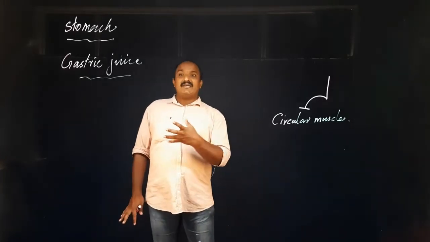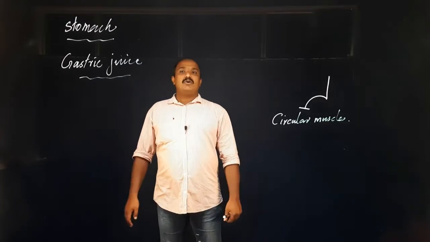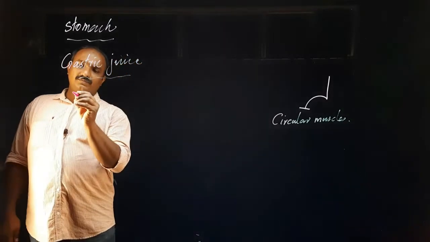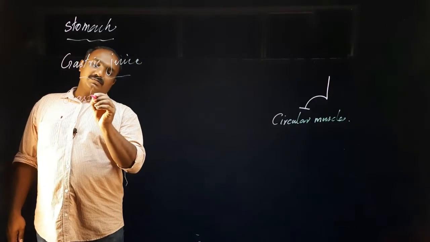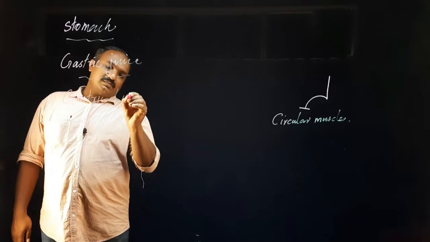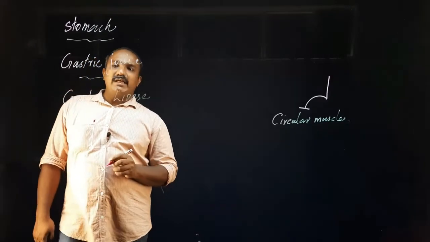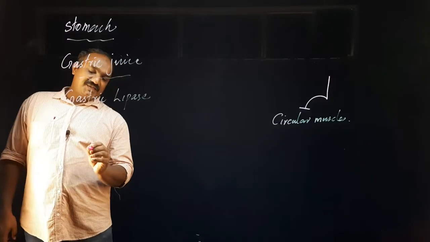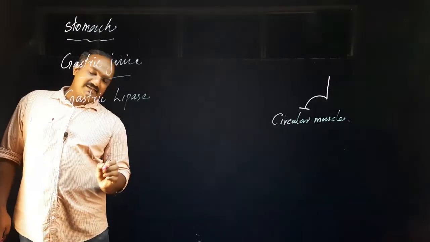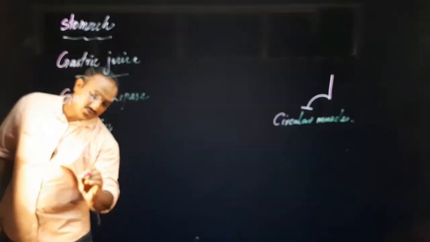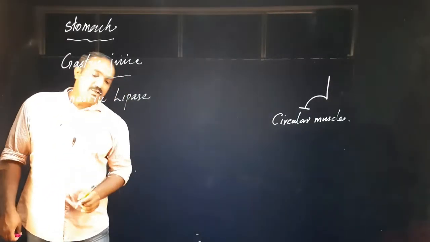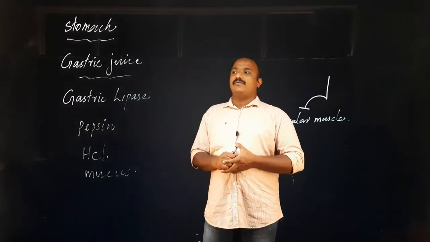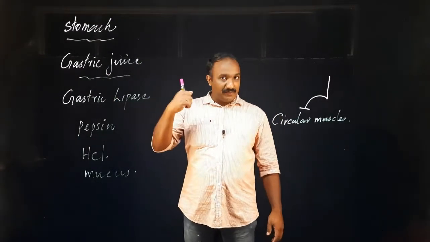We can check which are the contents of the gastric juice. First one, gastric lipase; second one, pepsin; third one, HCl or hydrochloric acid; fourth one, mucus. These are the four components of the gastric juice produced from the stomach.